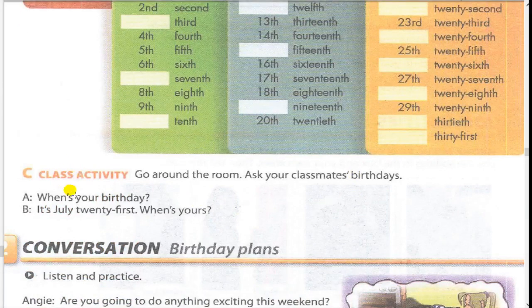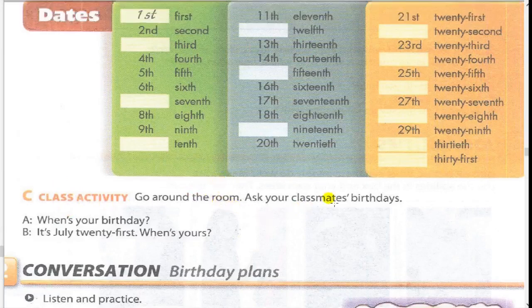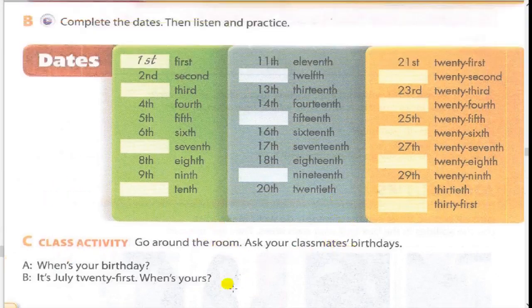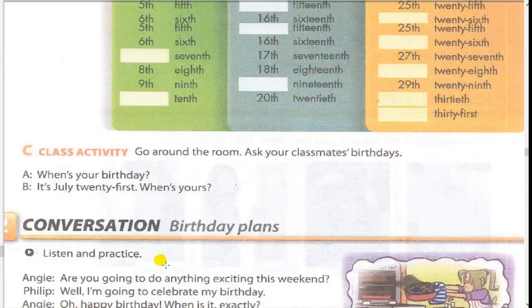C. Class activity. Go around the room, ask your classmates' birthdays. When is your birthday? It's July 21st. When is yours? You ask your friend about the day he or she was born. The day of birth. Birthday, the day of birth.